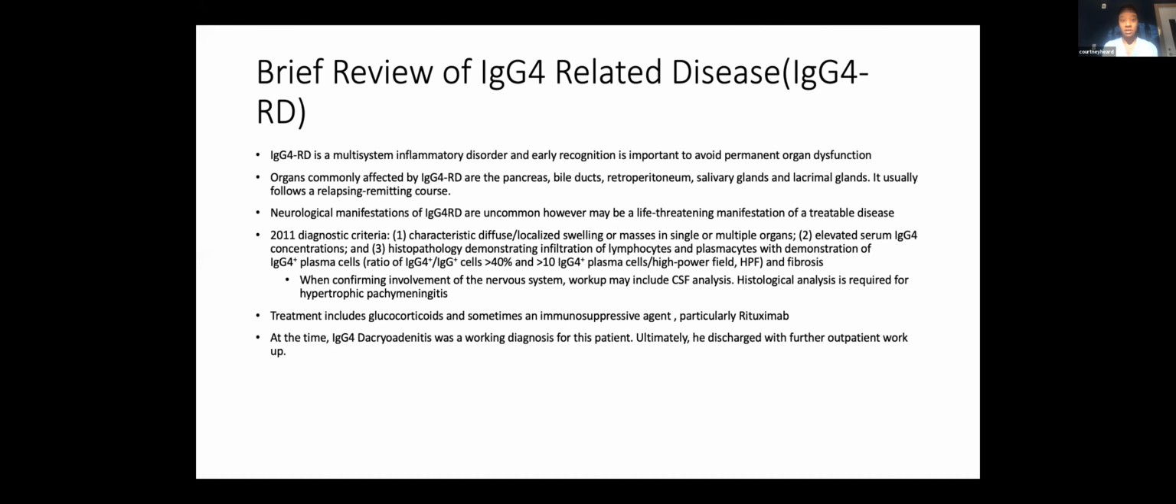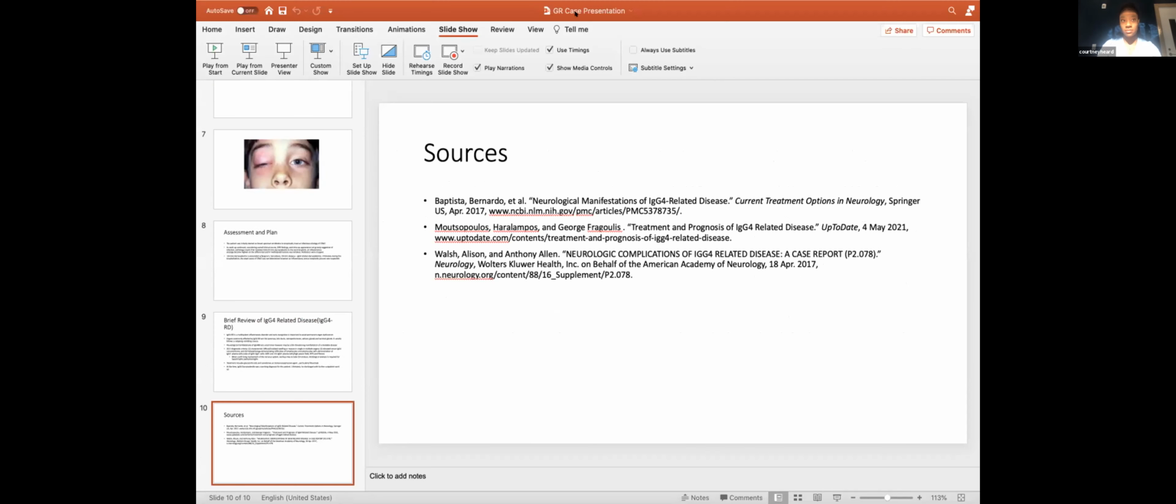The 2011 diagnostic criteria include characteristic diffuse, localized swelling or masses in single or multiple organs, elevated serum IgG4 concentrations, and histopathology demonstrating infiltration of lymphocytes and plasmacytes with demonstration of IgG4 plasma cells and fibrosis. When confirming involvement of the nervous system, workup may include CSF analysis, and histological analysis is required for hypertrophic pachymeningitis. The treatment includes glucocorticoids and sometimes an immunosuppressive agent, particularly rituximab. At the time, IgG4 dacryoadenitis was a working diagnosis for this patient, and ultimately he was discharged with further outpatient workup. And these are my sources, and thank you for listening.